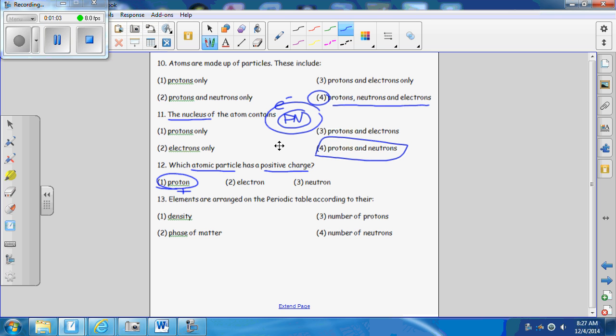Elements are arranged on the periodic table according to what? Why is H first? Helium is second. Lithium is always third. Beryllium is always fourth. They're arranged like that. Why? The number of protons it is. All of the elements are arranged according to the number of protons, and that's how they get their number. Their identity is based on the number of protons.